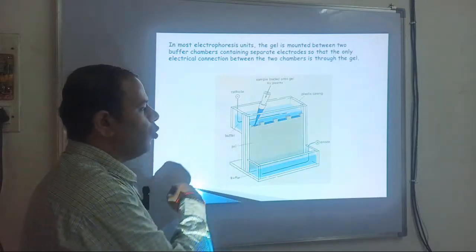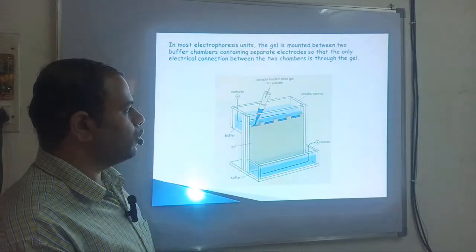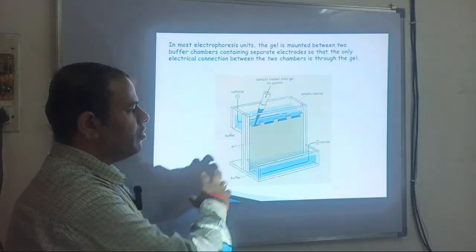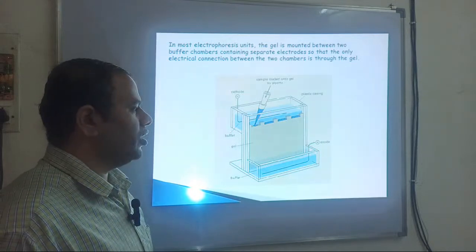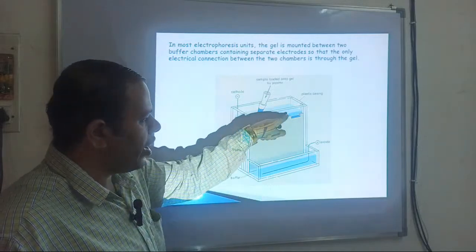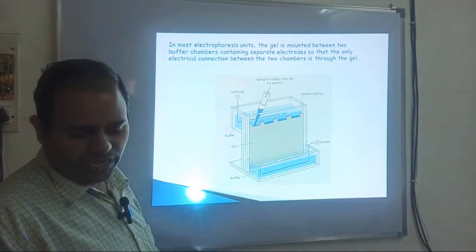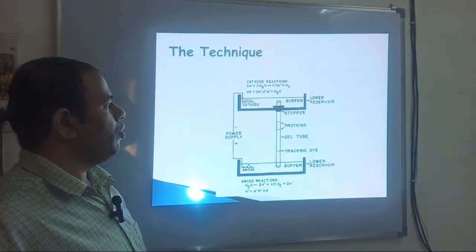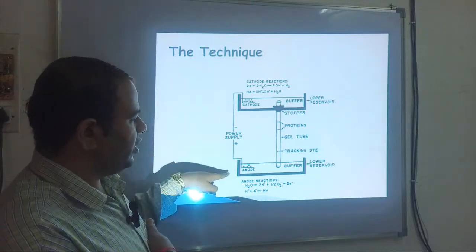The sample is loaded via micropipettes, and once the sample is loaded, the gel cover is kept on that, and then electrophoresis proceeds. Okay, and you put the current supply. You can see the bubbles in the wires, that is the platinum wire placed over here and here, that is the positive as well as negative electrode. Now you can see here the cathode is present and the anode is below.